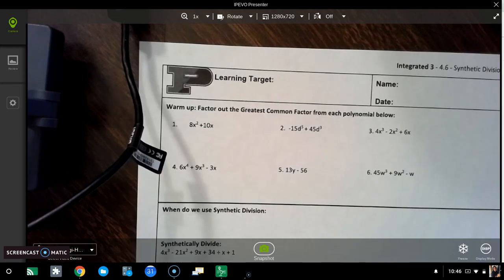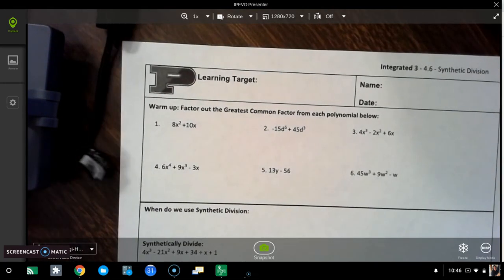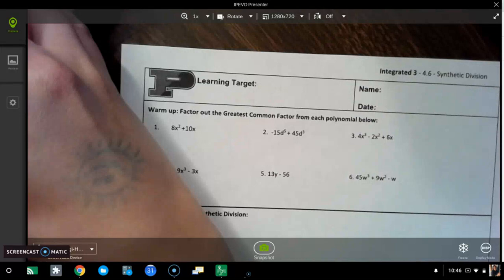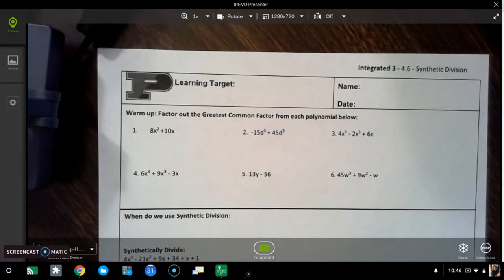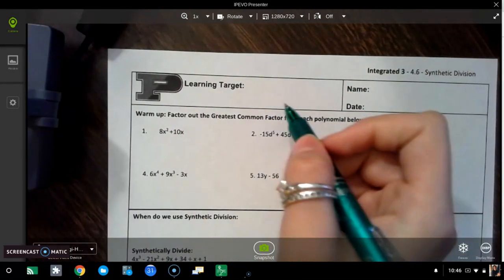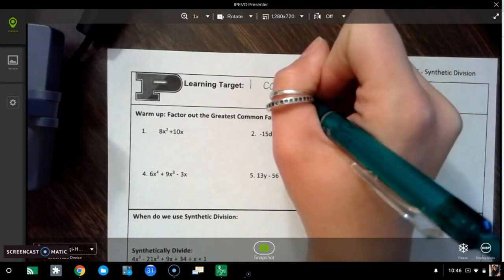So you all should have filled out that half sheet that you were given in the last video. And now we're going to go through this 4.6 synthetic division. My learning target is I can synthetically divide.